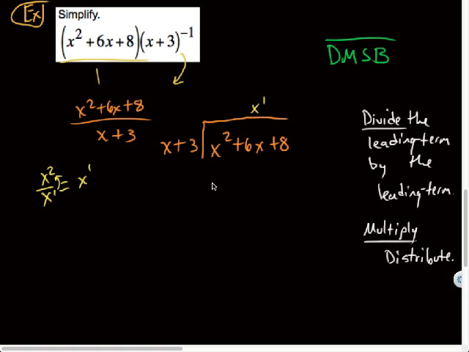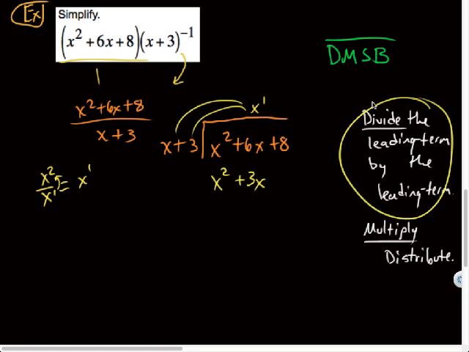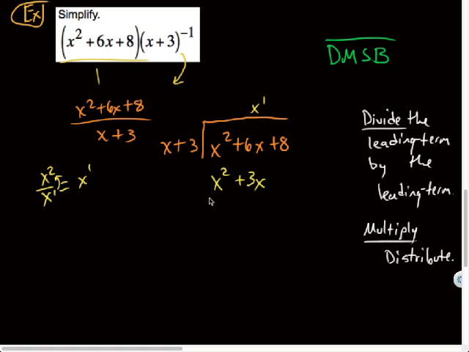So x times x is x squared. X times 3 is 3x, because we distribute. Why is that x to the first right there? That's what we got as the result of division. So that's the divide step.